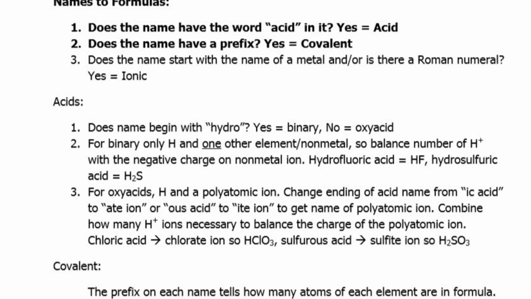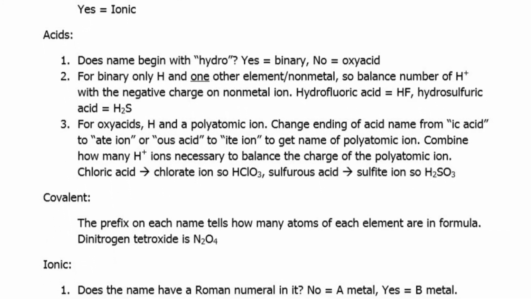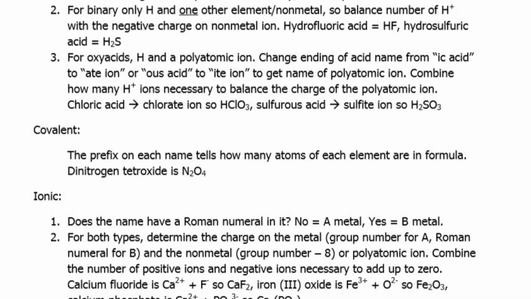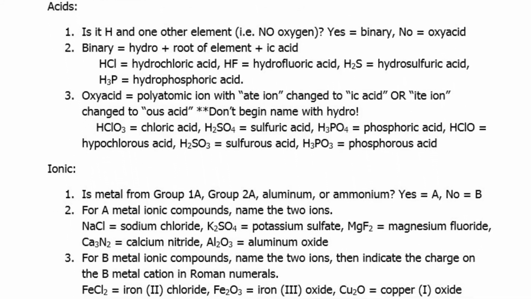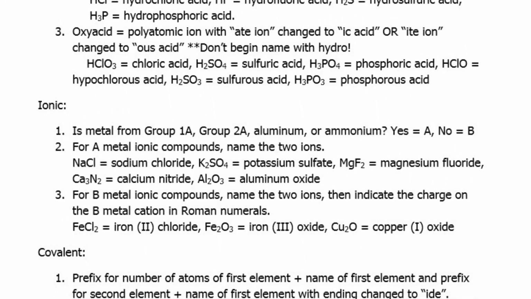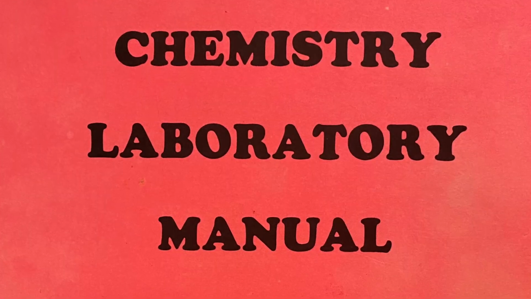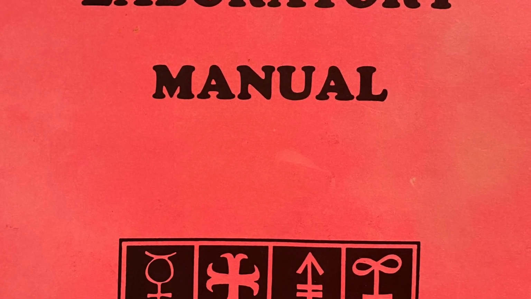Your nomenclature discussion is now complete. Here is a quick summary for your review. Make sure you complete pages 7 to 12 in your lab manual based on your professor's instructions.